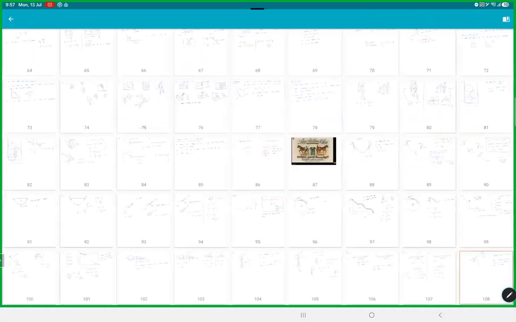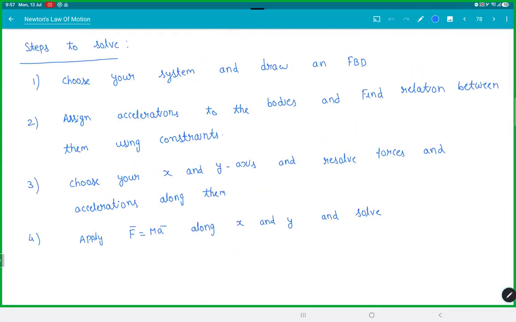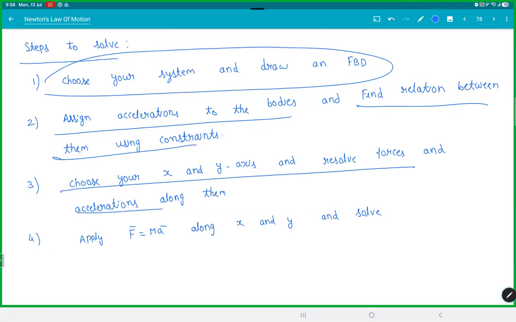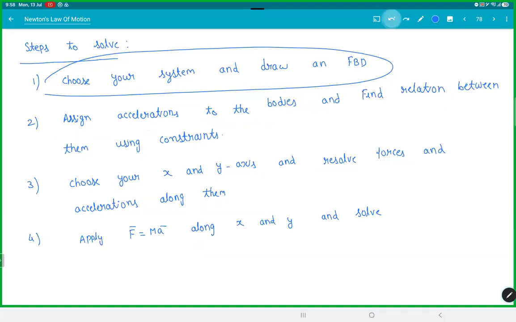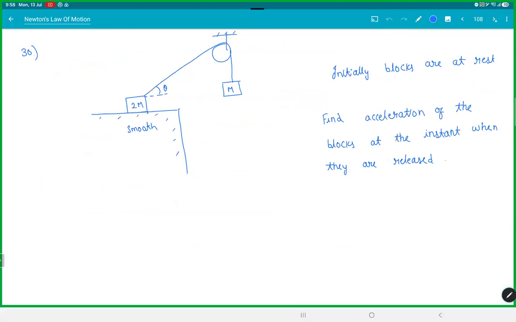What to do? Remember the process. Step 1, choose your system, draw an FBD. Assign accelerations to the bodies. Find relation between them. Choose your X and Y axis, resolve the forces and accelerations. Apply F is equal to ma and solve. That's the process. Just because the problem looks different doesn't mean the process will change. Try. You got 2-3 minutes.